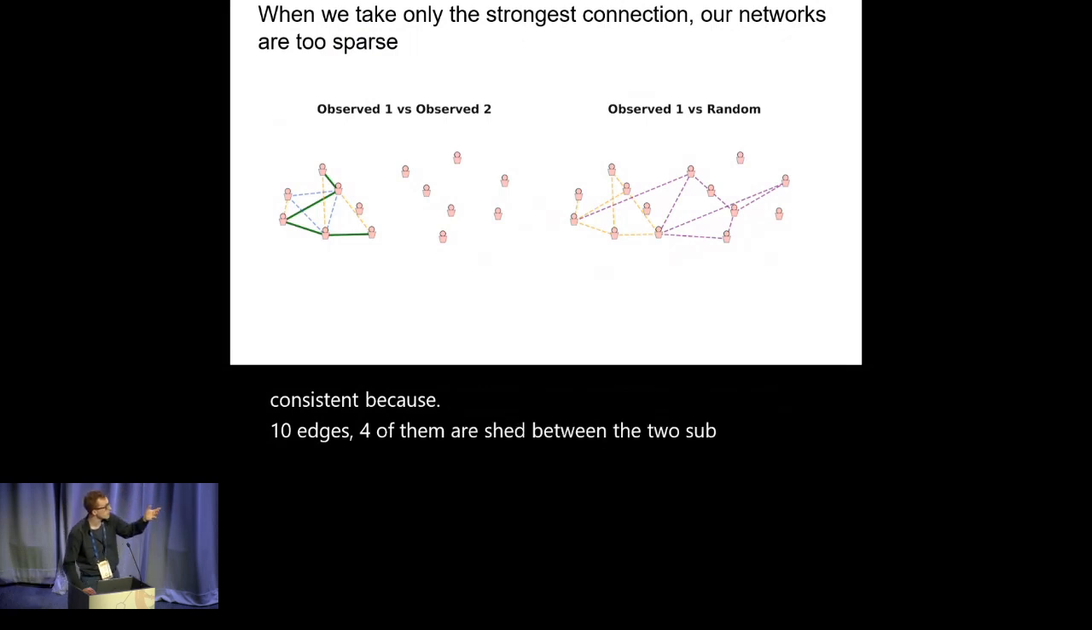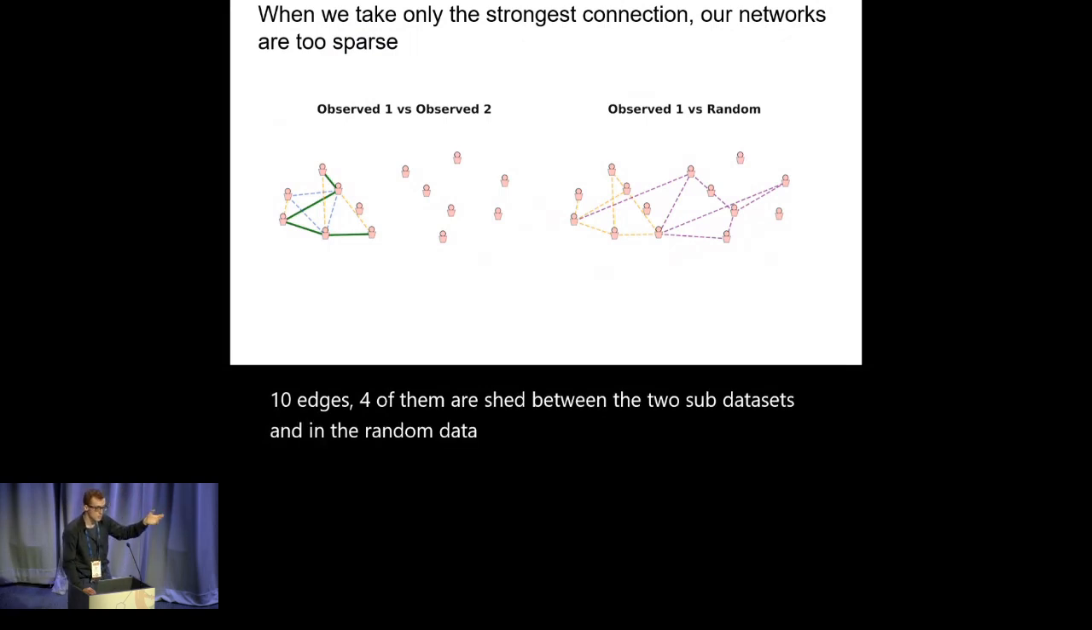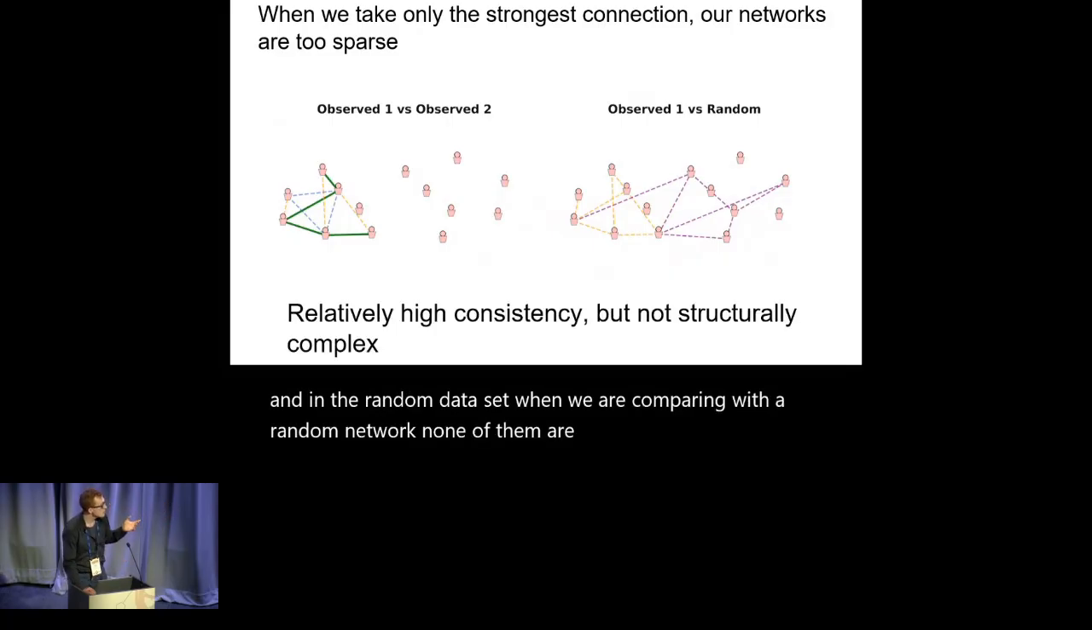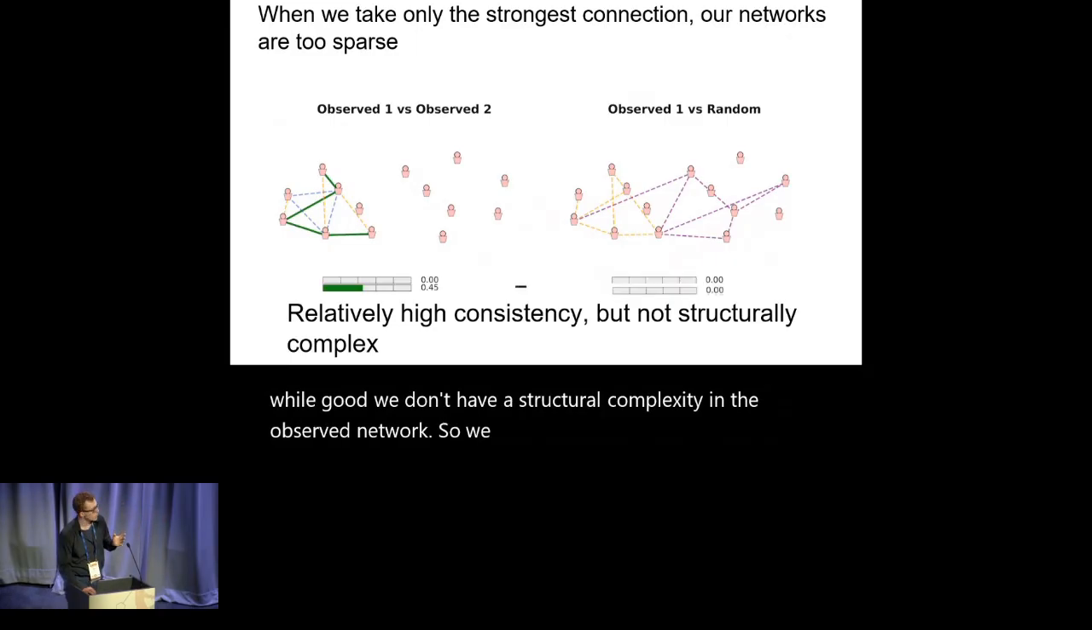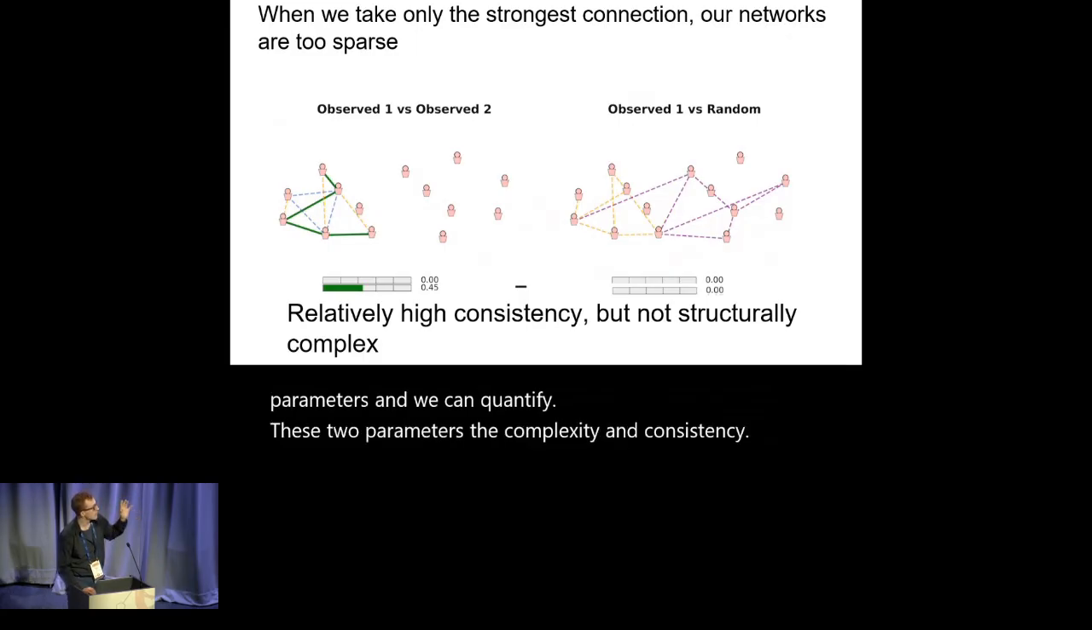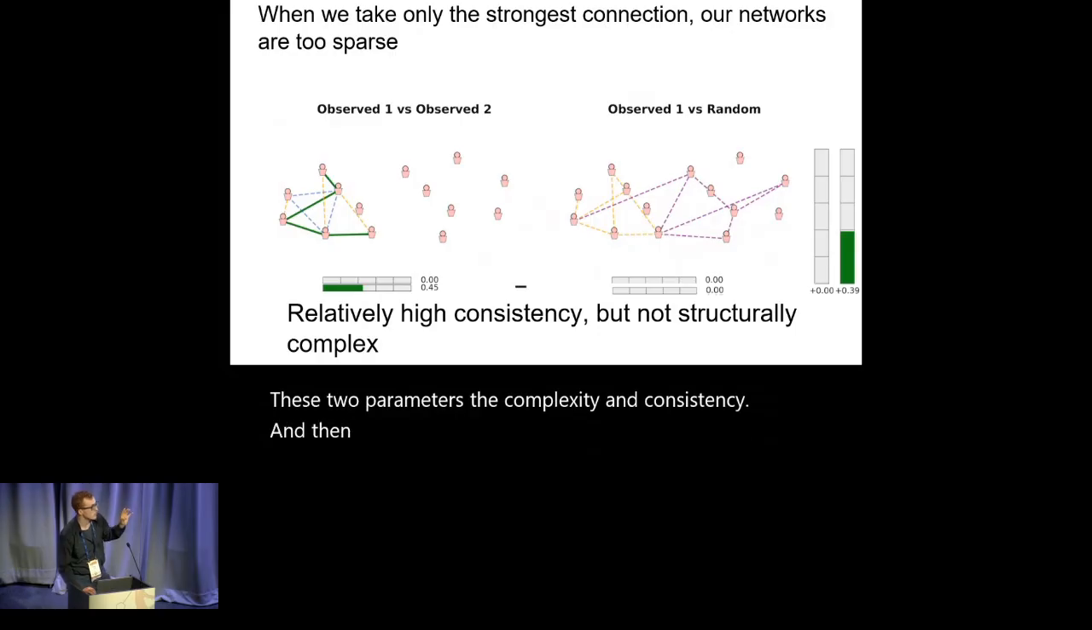And in the random data set, when we are comparing with a random network, none of them are shared. But this consistency, while good, we don't have a structural complexity in the observed network. So we need to explore other parameters. And we can quantify these 2 parameters, the complexity and consistency, and then calculate the randomness adjusted complexity and consistency.